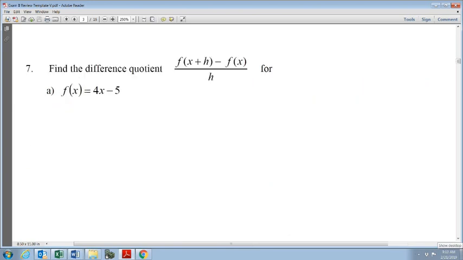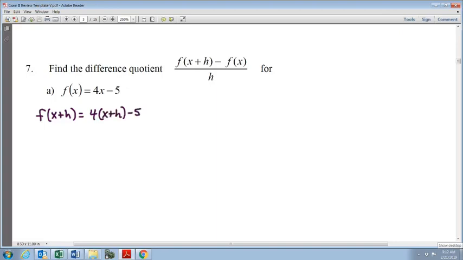All right, let's move on to number 7. All right, so we're supposed to find the difference quotient. That's this complicated looking fraction here, f of x plus h minus f of x all over h. So what I had suggested is that you do this in steps. So first of all, let's find f of x plus h.